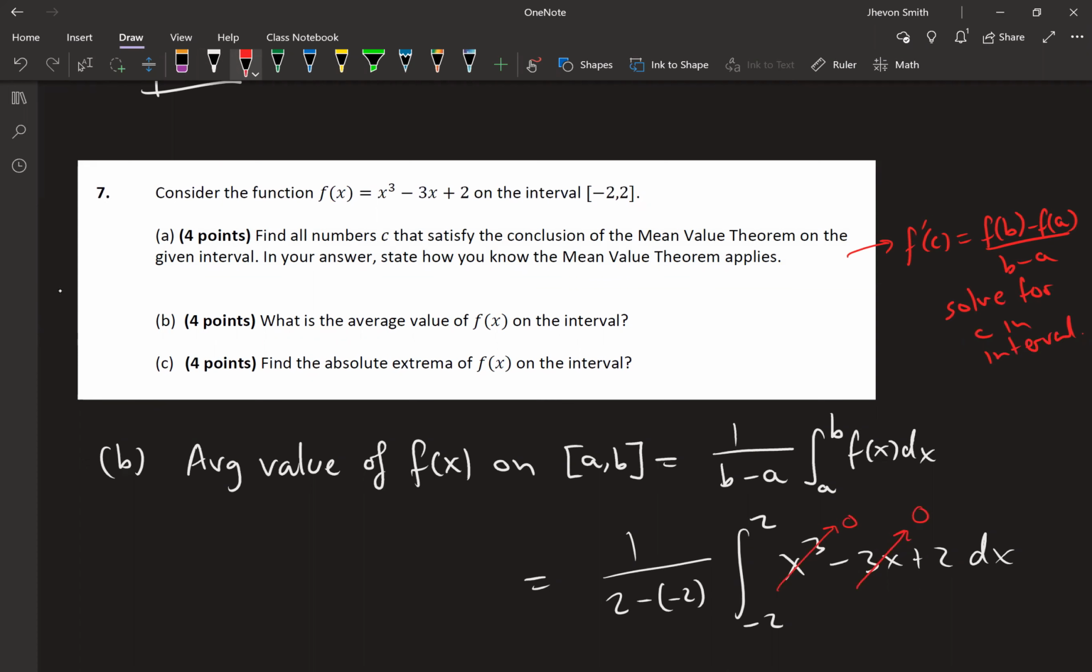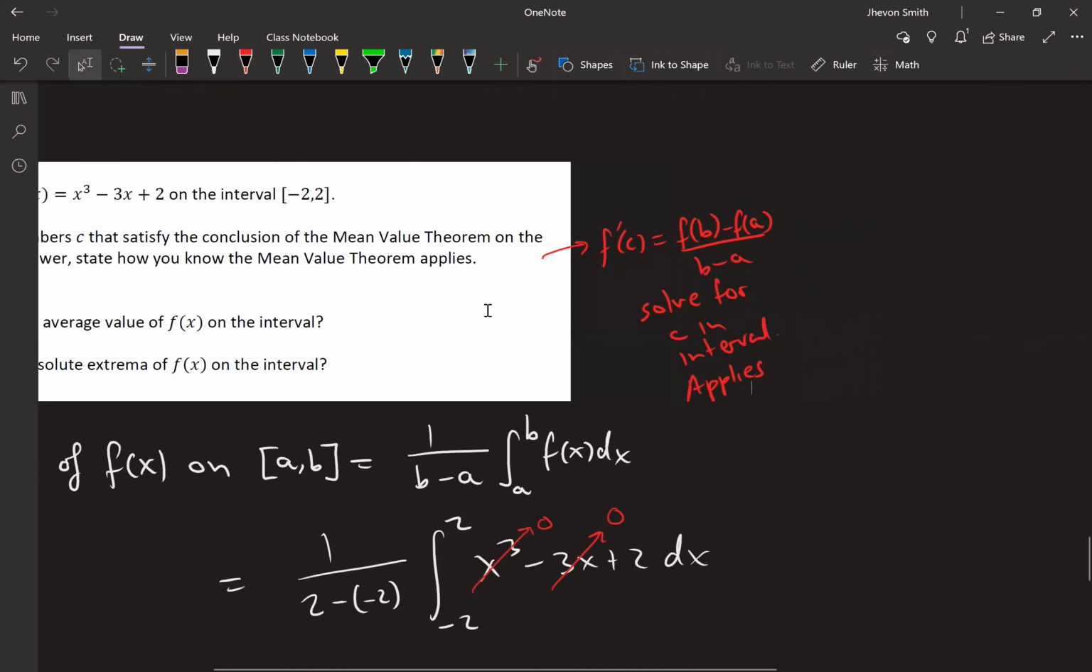And then how you know it applies is because of continuity. Well, you have to do a little bit more than that because it's the mean value theorem. It applies since f is continuous on [a, b] and differentiable on the open interval (a, b). Okay.